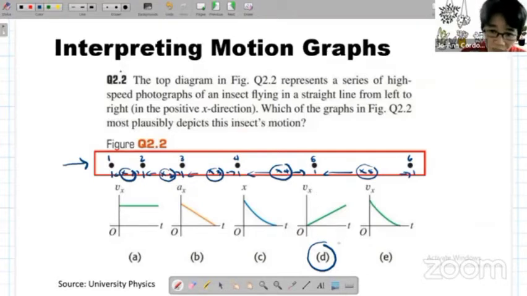Pero, oo nga, correct answer ang letter D. Pero, bakit hindi pwede si A? Sorry, bakit ko binilugan si A? Okay. Bakit hindi pwede si A? Kasi, in the case of A, you will notice please that for A, yes, it shows a constant velocity. So here, what you have is actually constant velocity. And for B, bakit hindi pwede si B? Bakit hindi pwede si B?